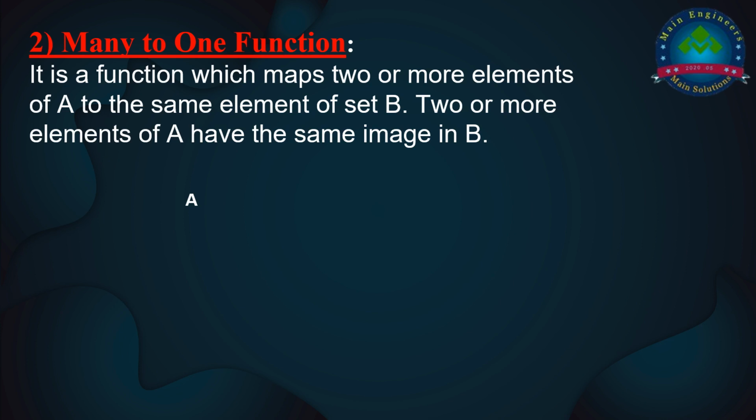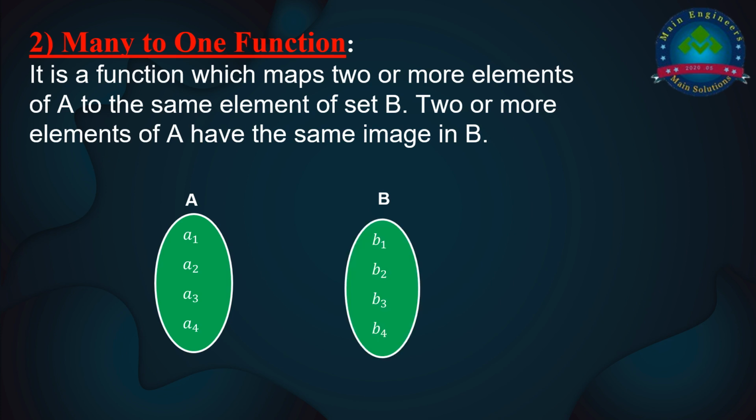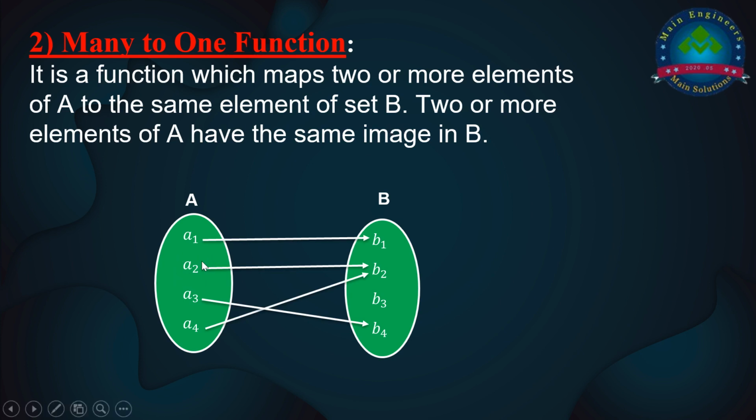Let's give an example. Set A with the members A1, A2, A3, A4 and set B with the members B1, B2, B3, B4. A1 is mapping with B1, A2 is mapping with B2, A3 is mapping with B4 and A4 is mapping with B2. So as we see, A2 and A4 have the same image B2. That means there are two inputs and one output. So this type of function is called many-to-one function. So here set A and set B is a many-to-one function.